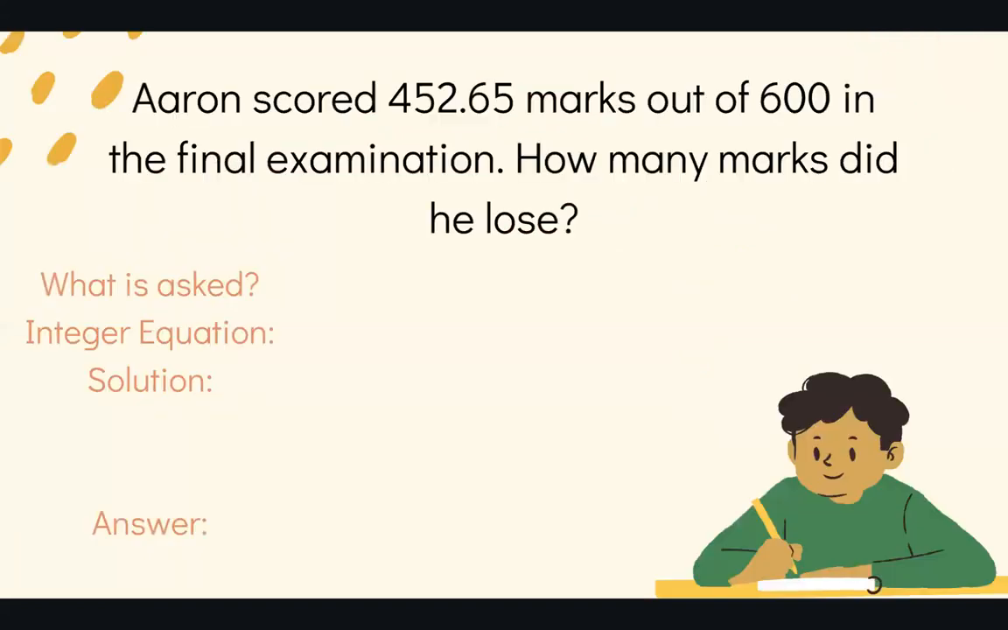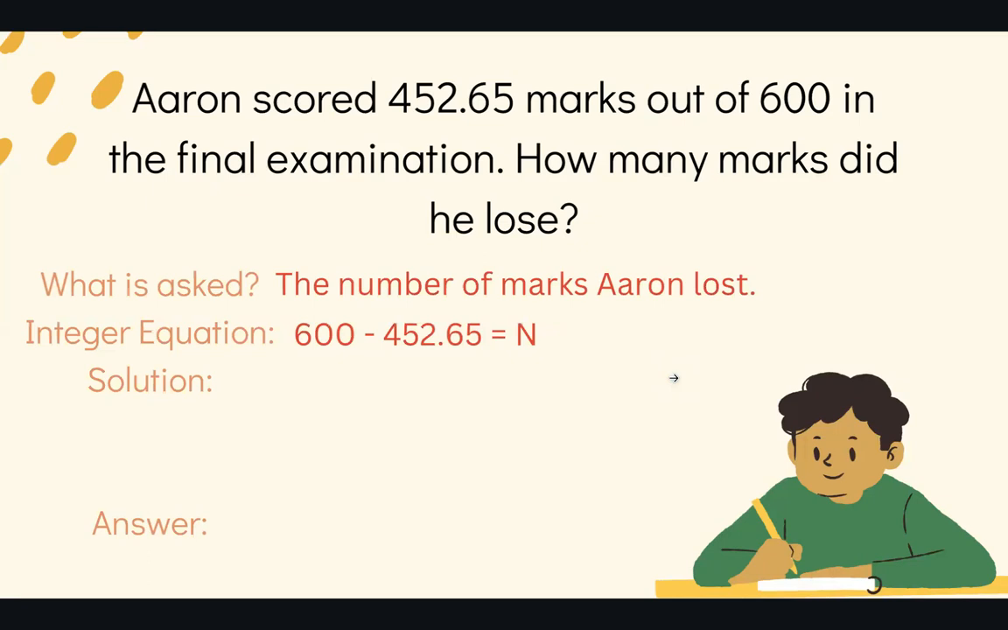Next, Aaron scored 452.65 marks out of 600 in the final examination. How many marks did he lose? What is asked? The number of marks Aaron lost. For the equation, since the keyword is lost, we're going to subtract the given numbers. So that is now 600 minus 452.65.